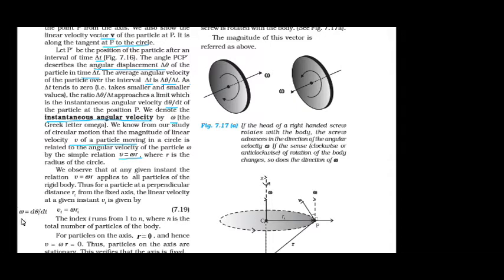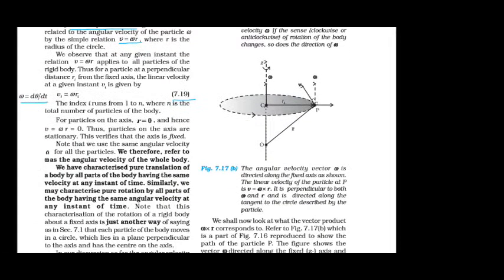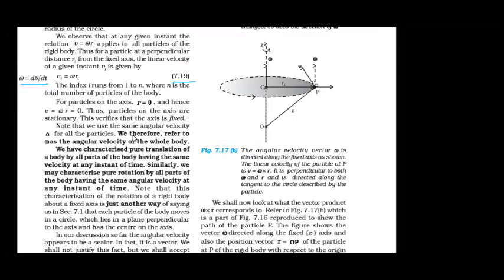Omega is equal to delta theta upon delta t. This is equation 7.19. So angular velocity is delta theta upon delta t, and the relation between the linear velocity and angular velocity is v is equal to omega r. We therefore refer to omega as the angular velocity of the whole body.